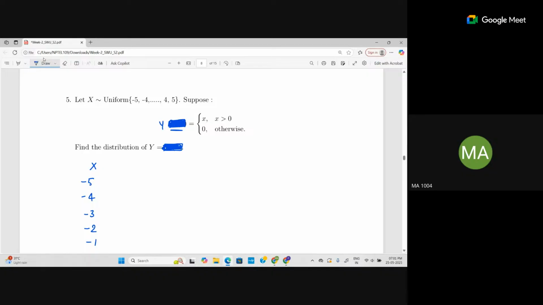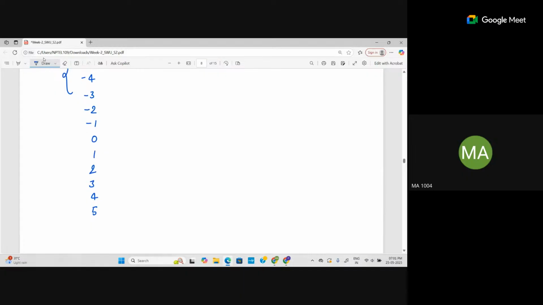Just think of it like this. y is x when x is greater than 0. Otherwise, it is 0. So what do you understand by it? For all negative x, y will be 0: for x values -4, -3, everything is 0. When x is greater than 0, which means 1, 2, 3, 4, and 5, y is the same as x, which means 1, 2, 3, 4, and 5.